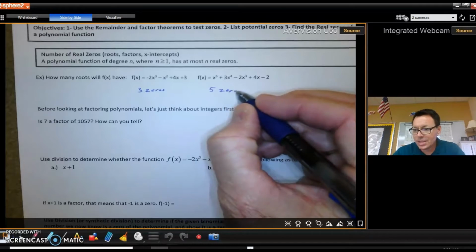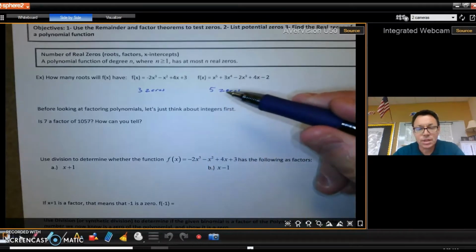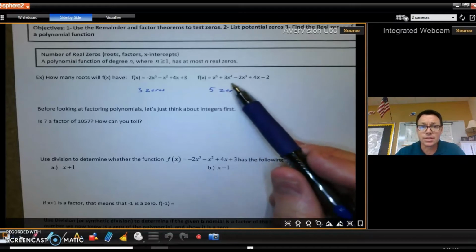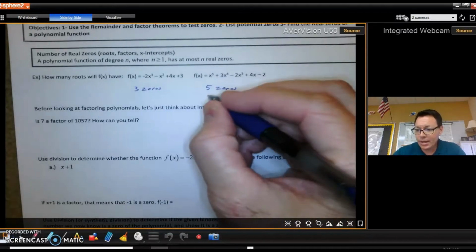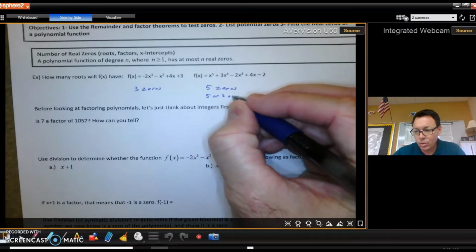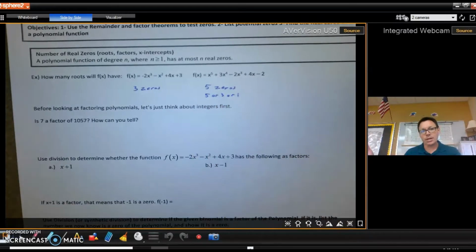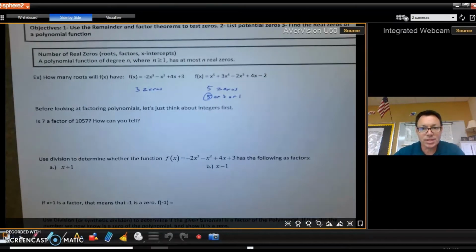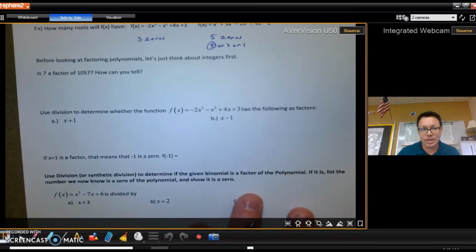Now, there doesn't have to be 5 zeros. There could also be some complex solutions, but we're not going to do that. We're not going to have imaginary numbers and things like that. But they do exist. So you could have 5, or you could have 3, or you could have 1. They kind of count down by 2. But for us, whatever that exponent is, that's how many real zeros you're going to have. Now, before we get into this, I want you to think about numbers for a second.